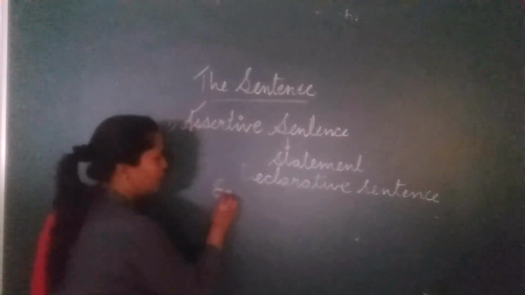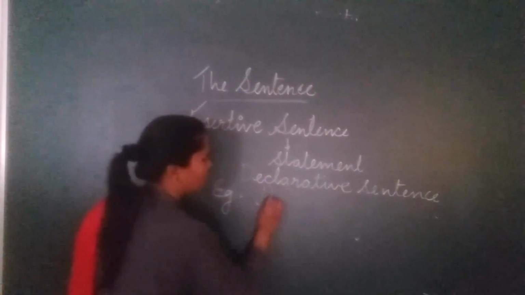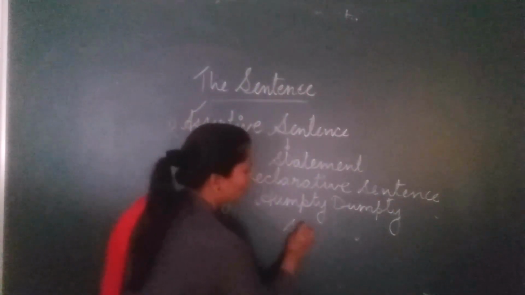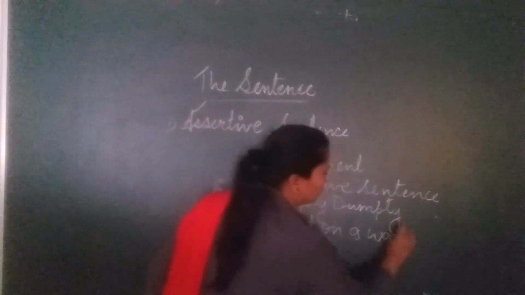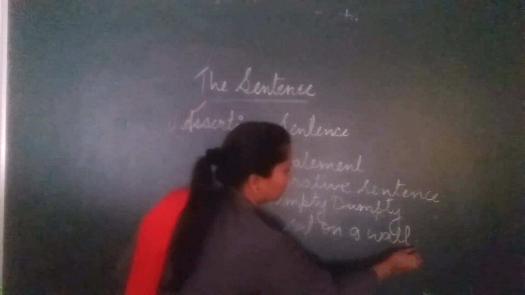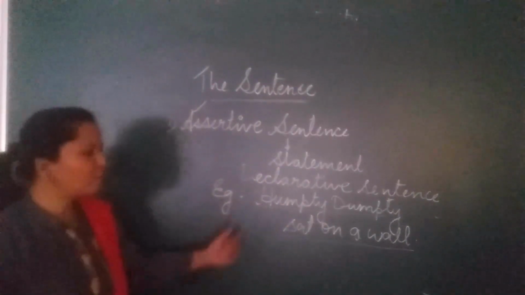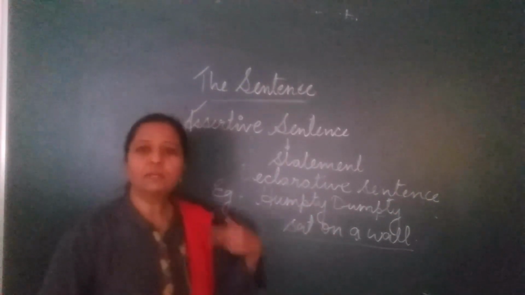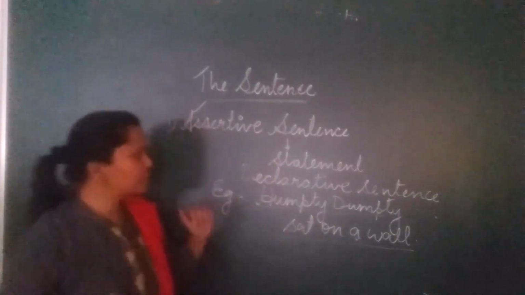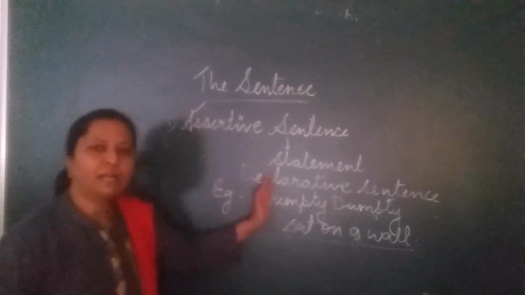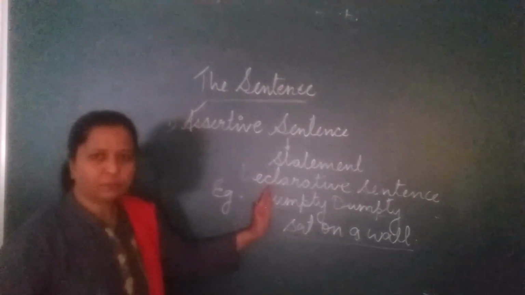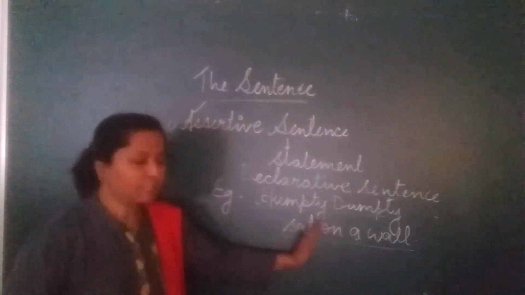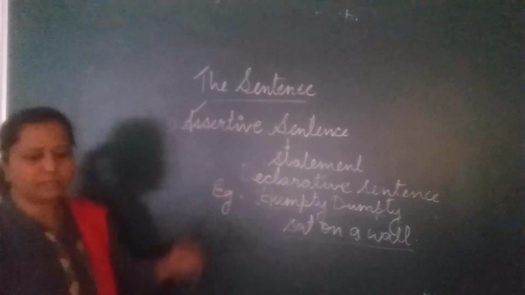For example, if I write, Humpty Dumpty sat on a wall. Students, this is a complete sentence with a statement. It's a group of words that makes a statement or declares something to the listener or to the reader. So the first kind of sentence is an assertive sentence, which we also call a declarative sentence. It's a group of words having a complete sense. It's a complete declaration, and therefore it is called an assertive sentence.